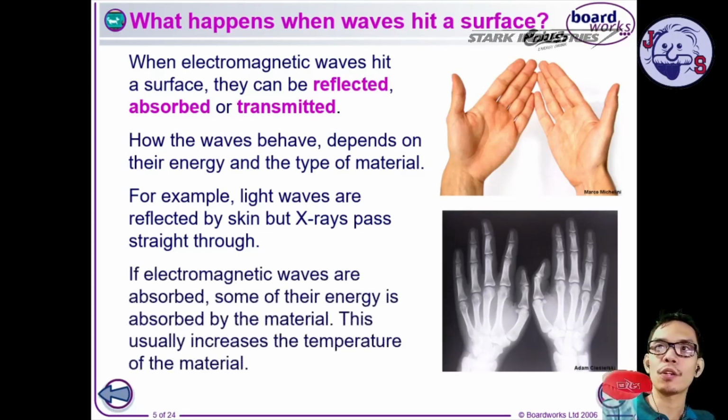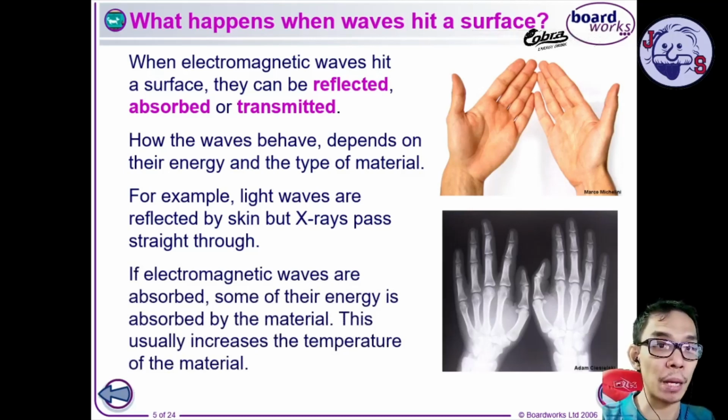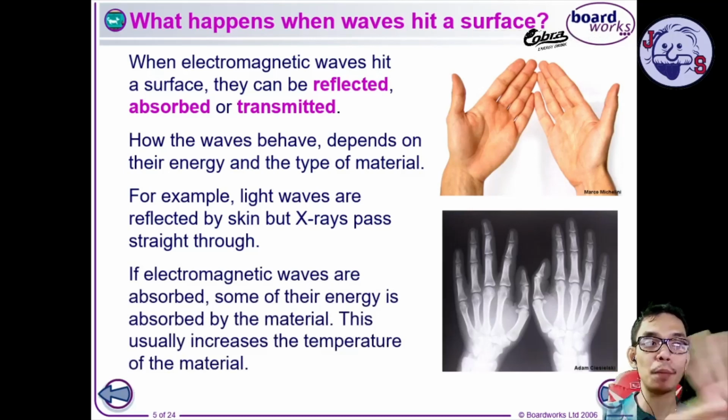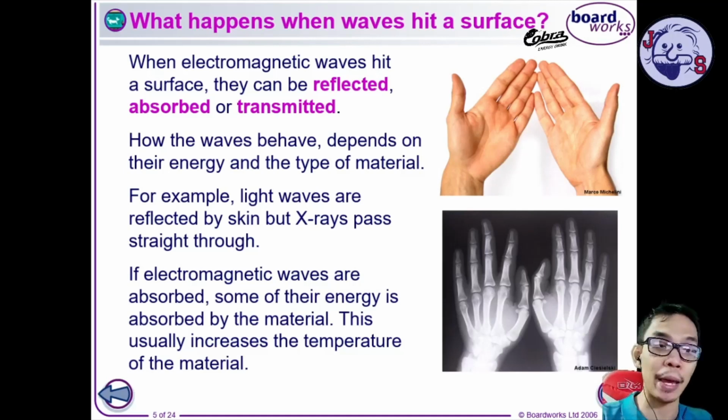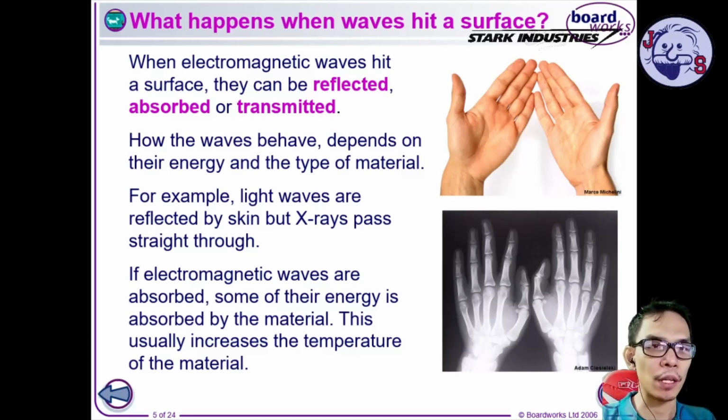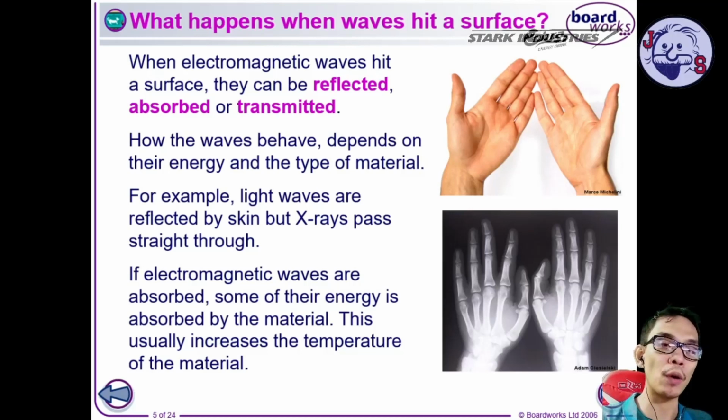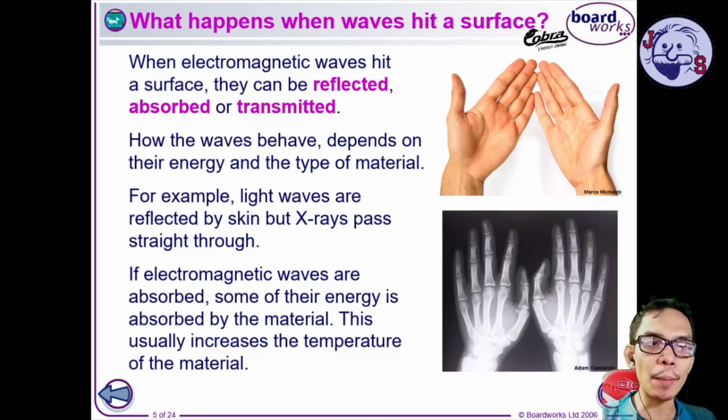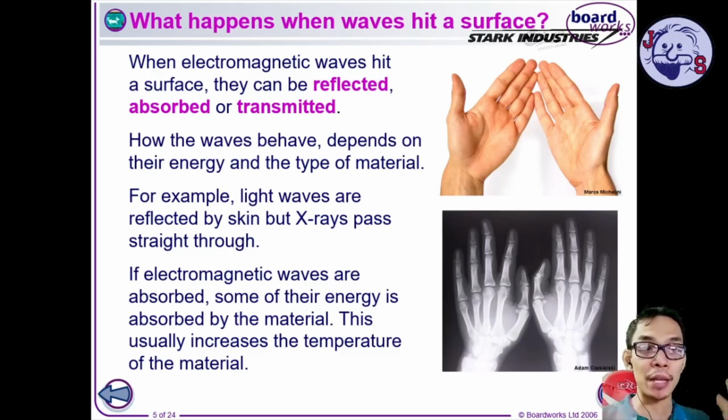Some electromagnetic waves are being absorbed. Examples here are the X-ray, and also the infrared. Our body is absorbing some infrared waves, and it increases our temperature over time. When we go under the sunlight, our body is absorbing a lot of these infrared waves, and in effect, it heats our body.